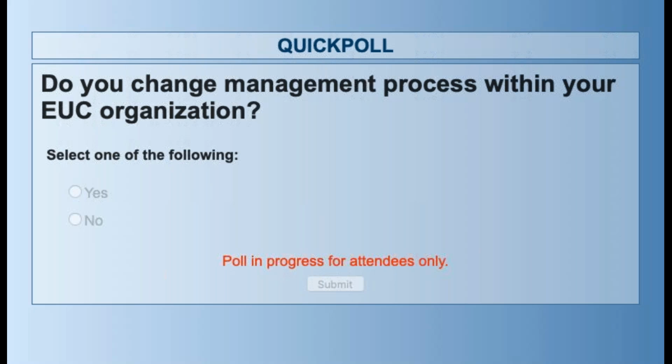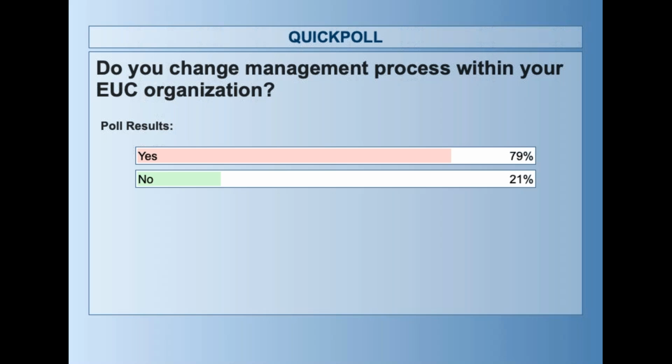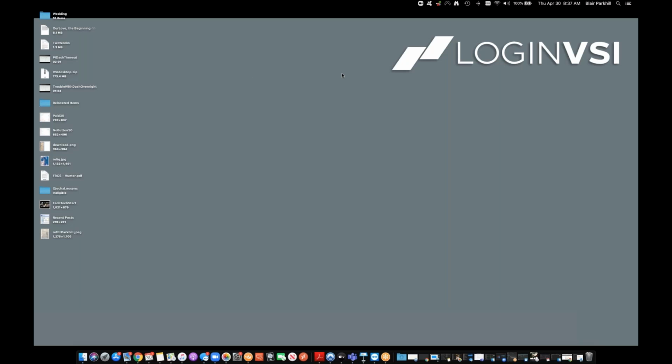All right, we're coming up on about a minute. Looks like over half have voted, so I'm gonna close it down in 3 seconds, 2, 1. Okay. And there's the results. Okay, looks like almost 80% of us have some type of change management process in our EUC organization. That's great. And that's a place we've got to be, right?